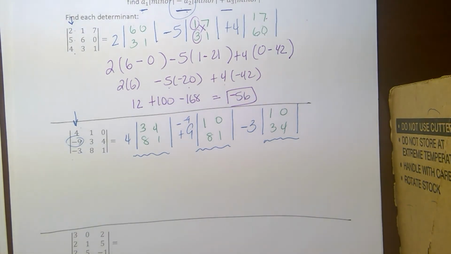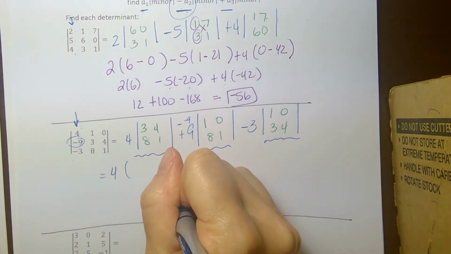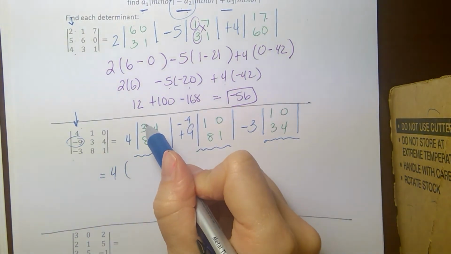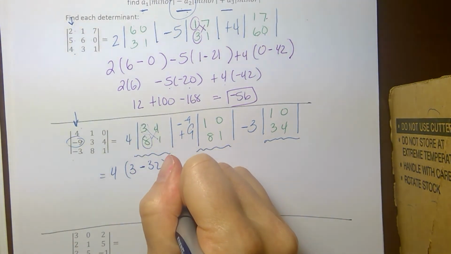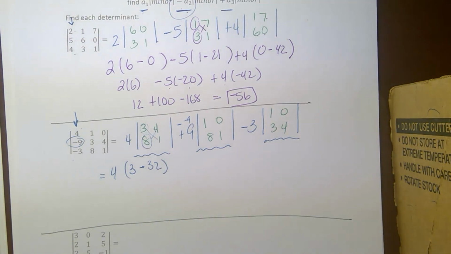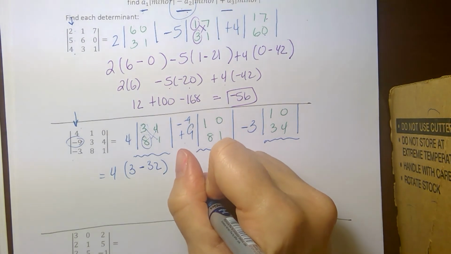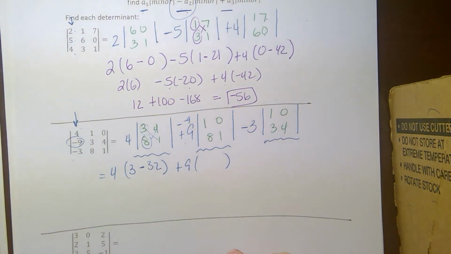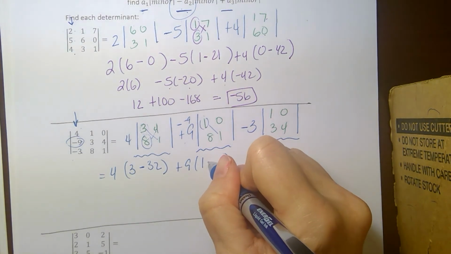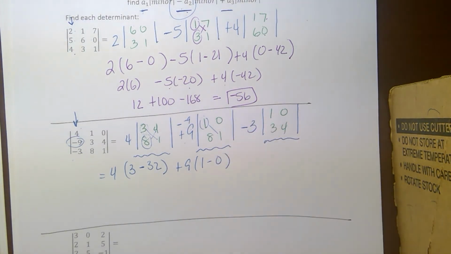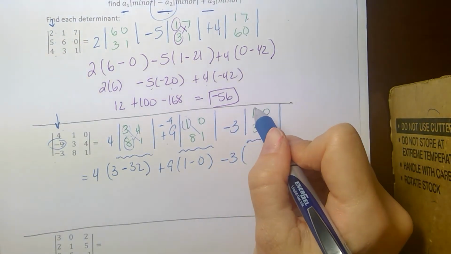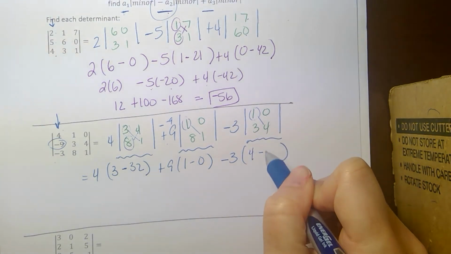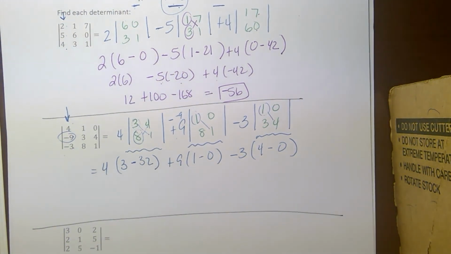Okay, next step. Find each of these 3 determinants. So I have 4 times something. What's my something? Well, 3 times 1 is 3 minus 8 times 4 is 32. What about the next one? Well, this is going to be plus 9 times something. I've got 1 times 1 is 1 minus anything times 0 is 0. And then I've got minus 3 times something. 1 times 4 is 4, minus, and again I've got a 0 there because 3 times 0 is 0.